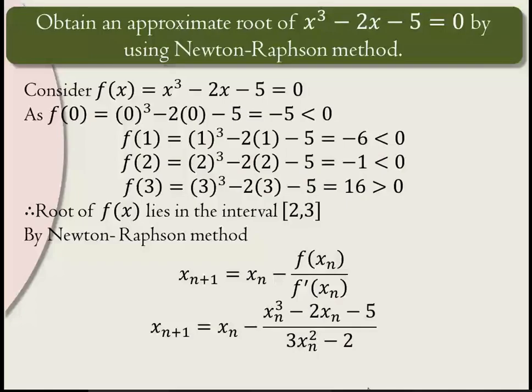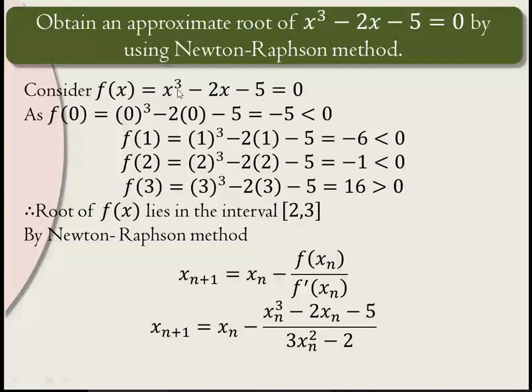So f of xn will be just replace x by xn. f dash, the derivative of this equation, will be 3x square minus 2. So replacing x, the formula for xn plus 1 will be all this term.